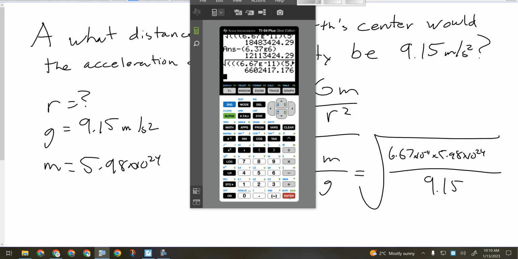At 6.37, it's 9.81. At 6.6 times 10 to the 6, it should be a little less. Oh wait, that doesn't make sense. It's more. Weird. Did I mess up a number somewhere?